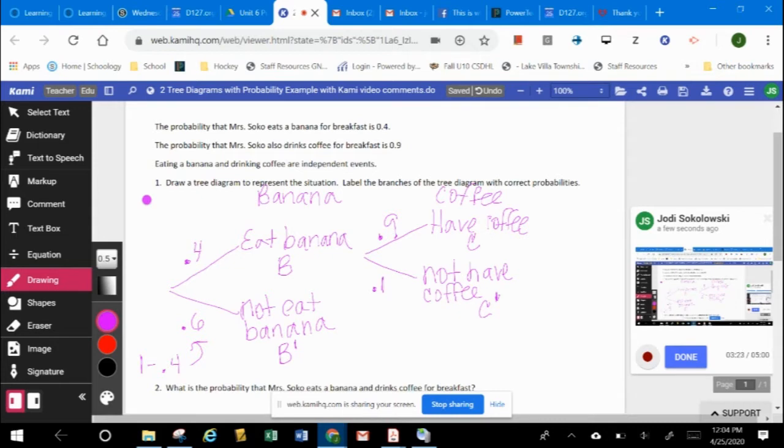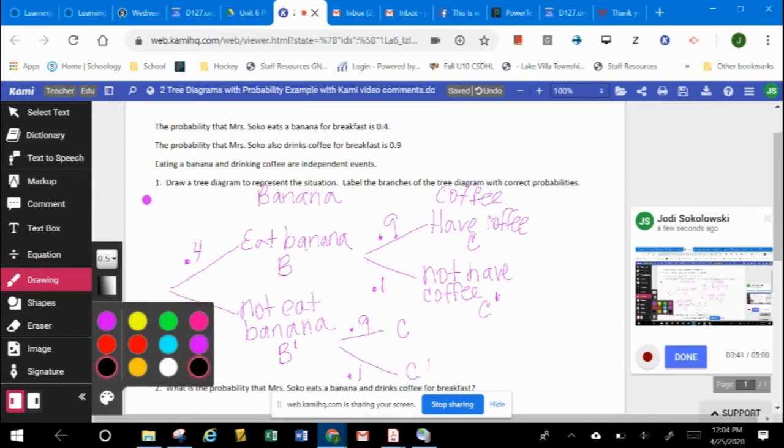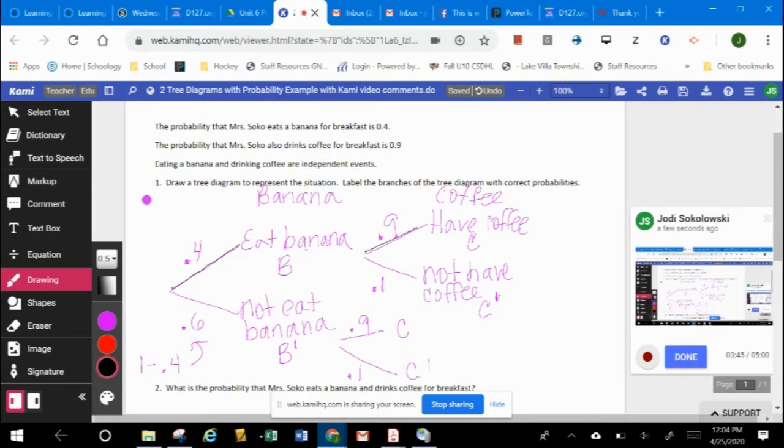I have to do the same thing down here off of my not eat banana branch. So I'm either going to have coffee or I'm not going to have coffee. And the probabilities aren't changing, so you just rewrite them down here. And then what you have to do is come up with all these combinations. So if I follow my first path, which is I'm going to eat a banana and then I'm going to have coffee, it's going to be banana and coffee.